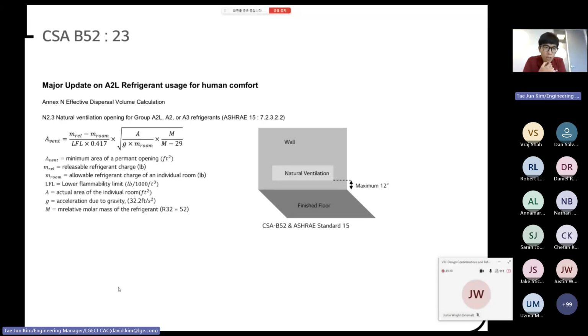And that is why the new CSA B52 code has the limitation that the natural ventilation has to be at a maximum height of 12 inches, 1 foot, from the finished floor level. So the ventilation cannot be located higher than 12 inches from the finished floor. And it also has a formula to calculate the required area for the natural ventilation to be considered as natural ventilation that connects with the room on the other side.